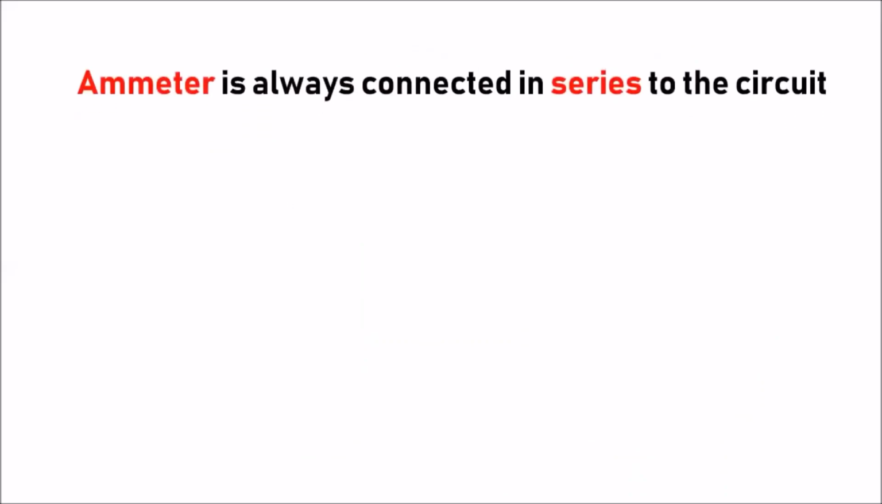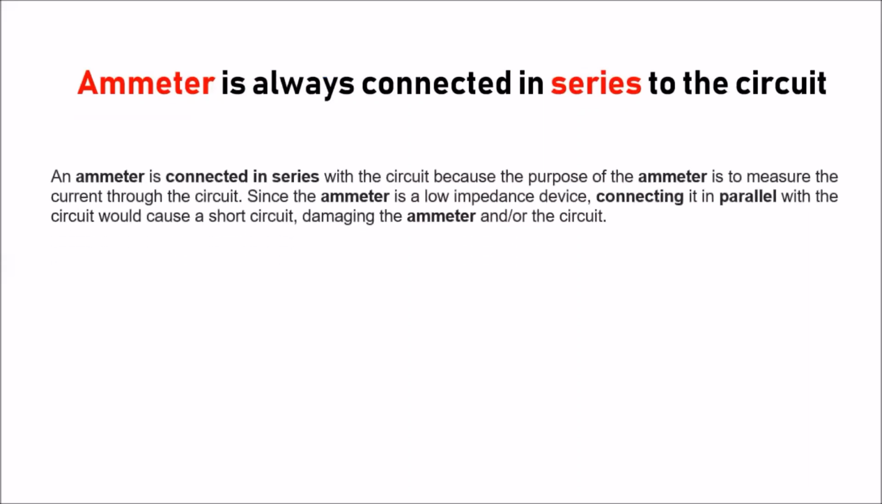So an ammeter is always connected in series to the circuit. We should not connect it in parallel. Why should we not connect it in parallel? An ammeter is always connected in series with the circuit because the purpose of an ammeter is to measure the current through the circuit. So we need to measure the total current in the circuit.